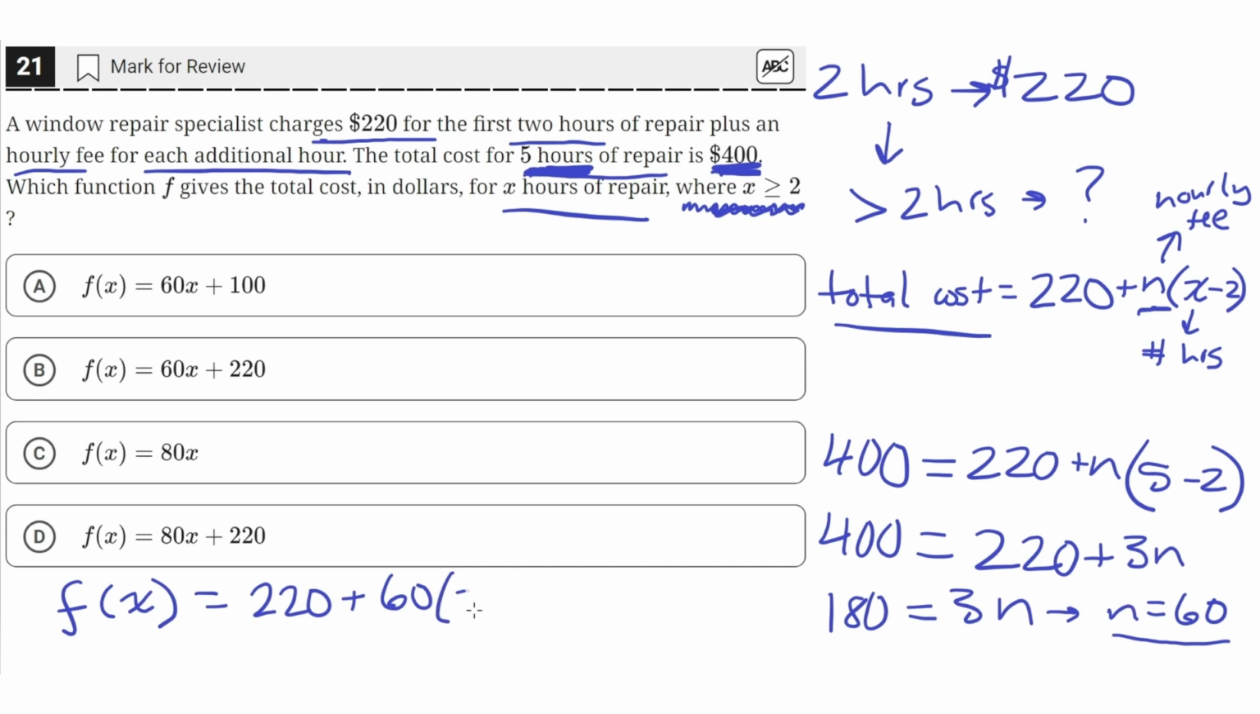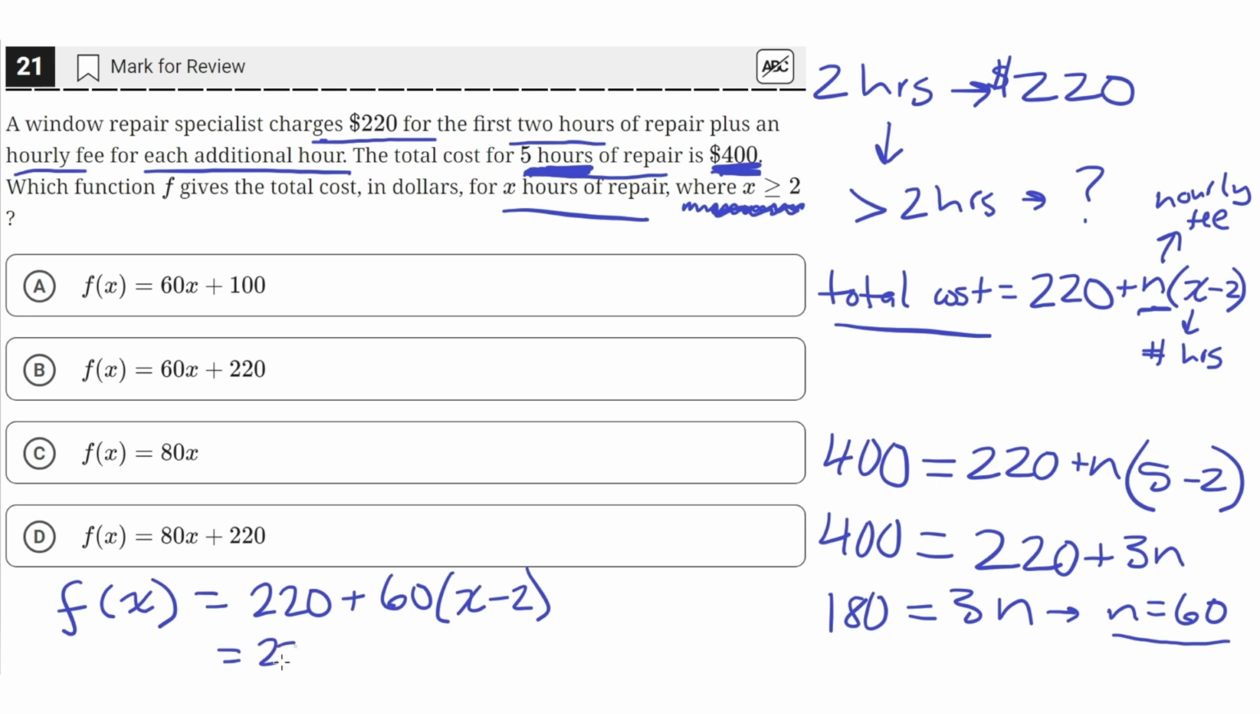That's the hourly fee times x minus 2. It's important that we keep the x minus 2 because the hourly fee of 60 is only charged for the hours after the first 2. So x minus 2 gives us the hours after the first 2. So we can just simplify this down.